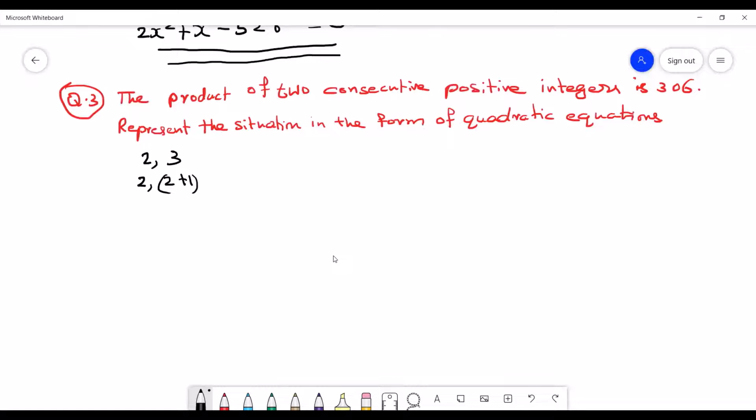Since we don't know, we will introduce a variable. So let us assume that the first positive integer is x. Instead of that, you can assume this as t, u, whatever it may be, but the thing is that it should be a variable. And what should be the second positive integer?